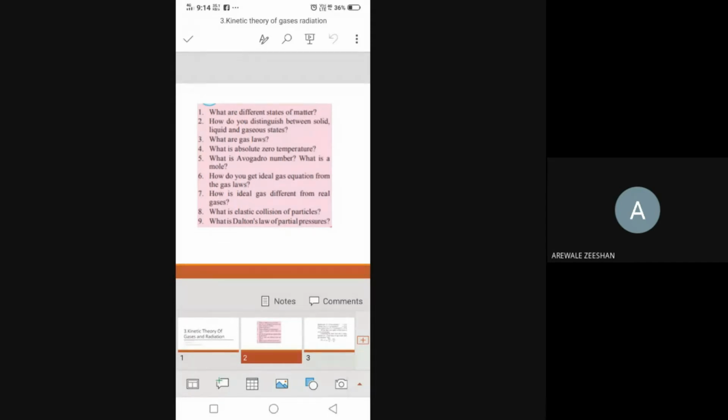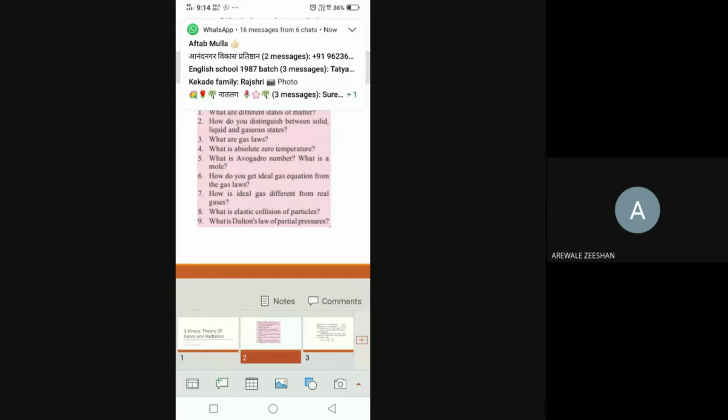Clear? Next state, that is the liquid state of matter. In the liquid state of matter, the molecules are bound together, but the intermolecular force of attraction is a little bit less.